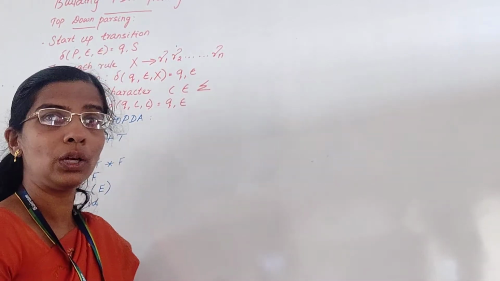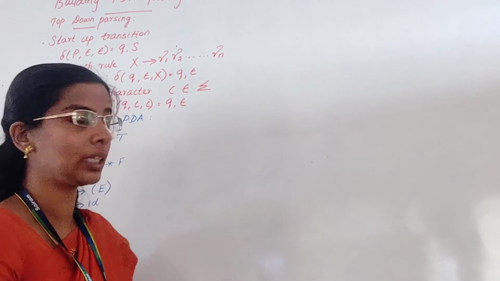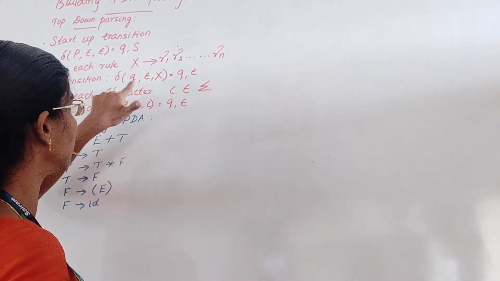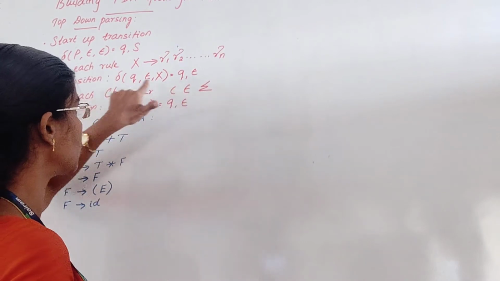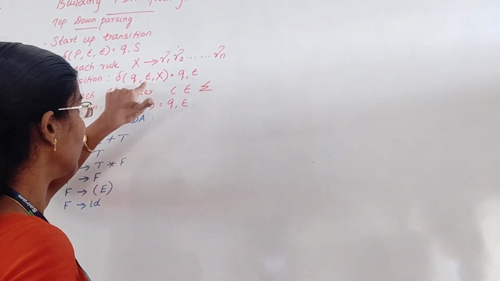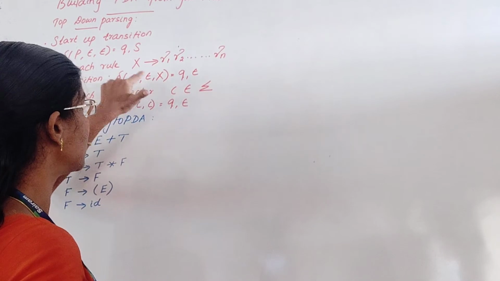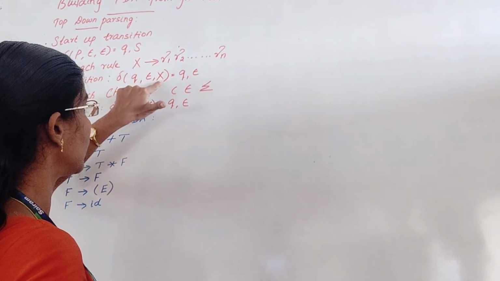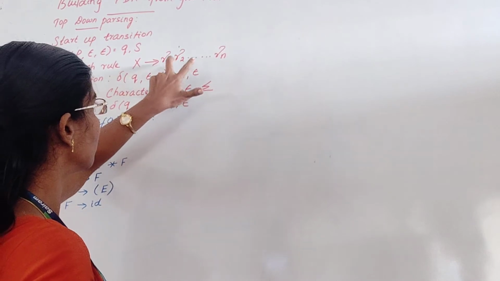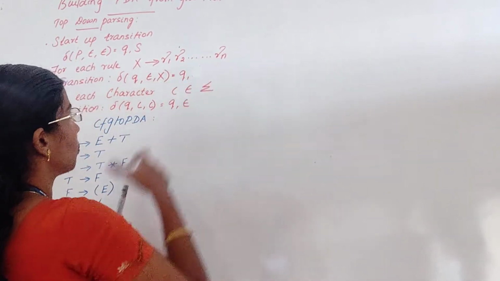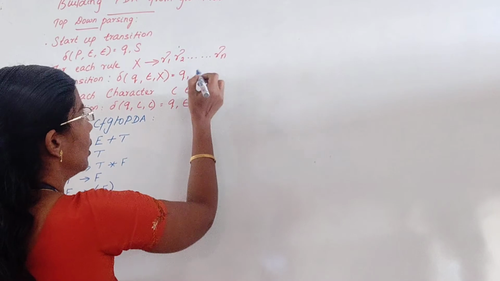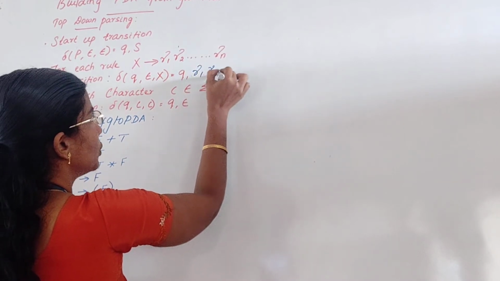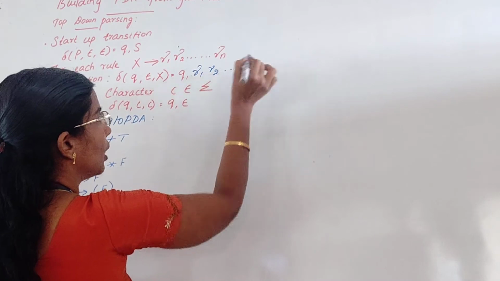Then for every production rule in the context-free grammar, you are supposed to write this transition. Here you can note down there is no state change and no input symbol. Directly from the grammar, you write the LHS here, and here I am supposed to write the RHS, gamma 1, gamma 2 up to gamma m.